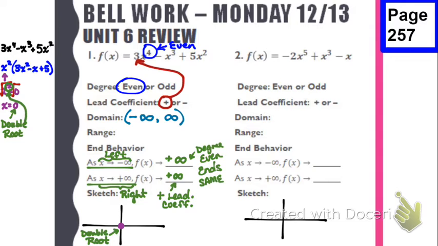I need my other zeros, my other roots, so that I know where else to put these points so that I can graph my little function here. So I have 3x squared minus x plus 5. I can set that equal to 0. What kind of equation is that when I set it equal to 0? It's general form of what type of equation? Quadratic. How do I solve quadratic equations?